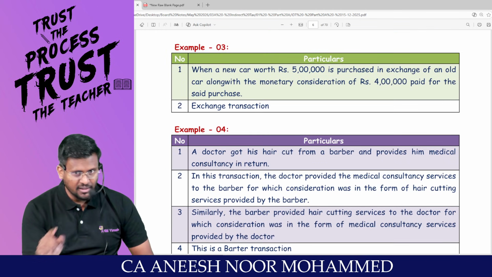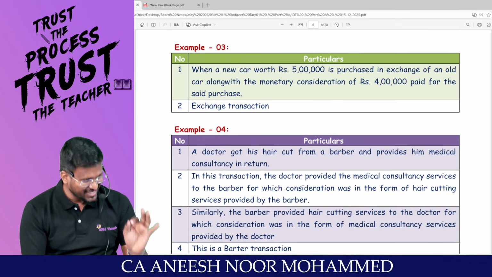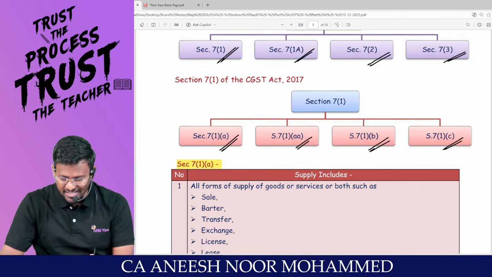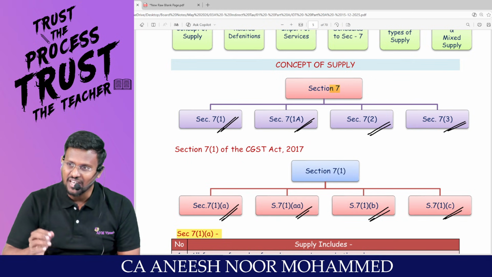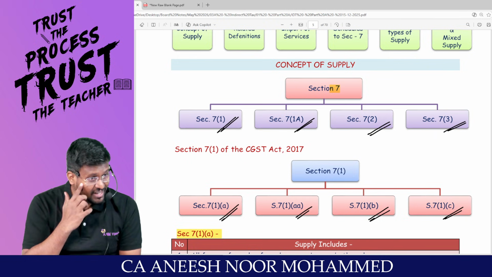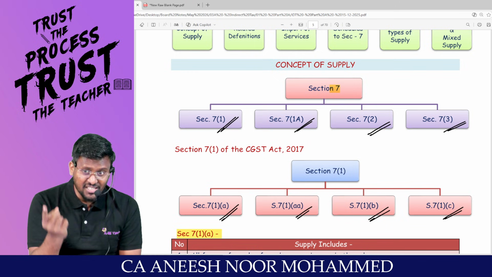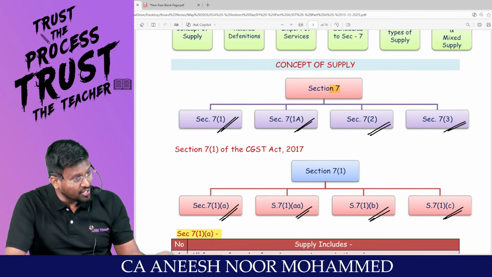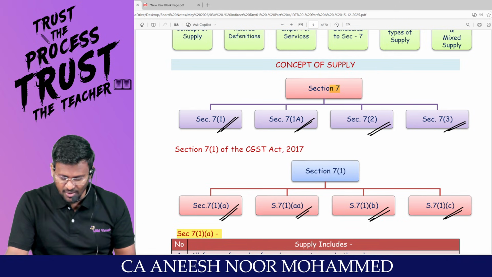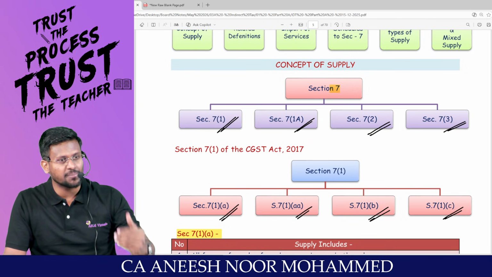That means section 7 is the outline. Section 7, supply, is classified into 4 categories: 7 subsection 1, 7 subsection 1A, 7 subsection 2, 7 subsection 3. Subsection 1 is again classified into 4 categories: 7 subsection 1 clause A, clause AA, clause B, clause C.